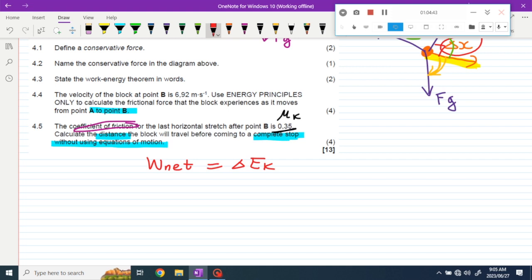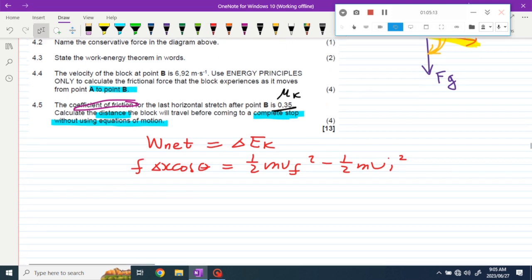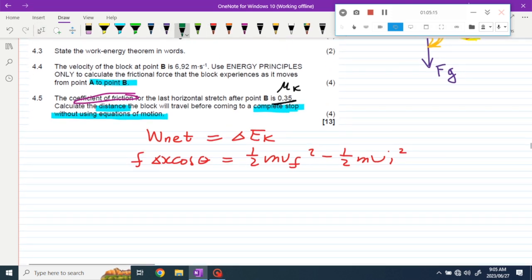Okay. Net work, how do we find net work? We can add together the works, or we can say the net force multiplied by the displacement cos theta. But in this case, you guys just told me the net force is the friction. So we are simply going to say friction times change in x cos theta equals half m v final squared minus half m v initial squared. And again, don't forget your squares. Okay, trial and error until you get it right.